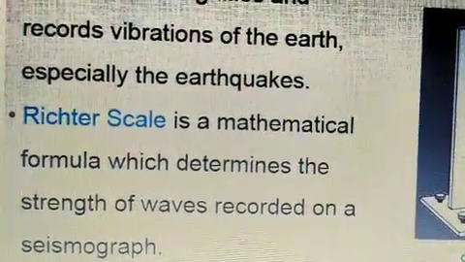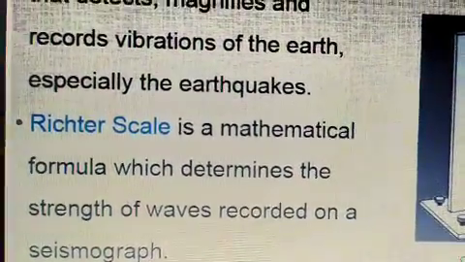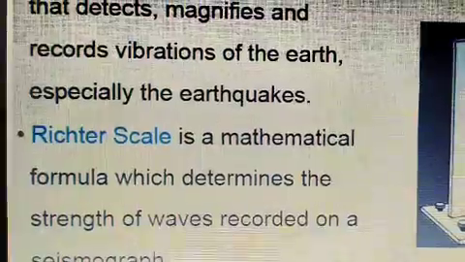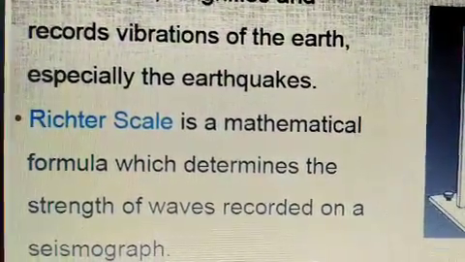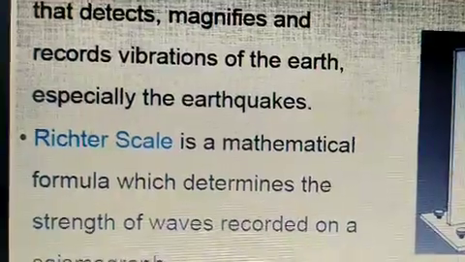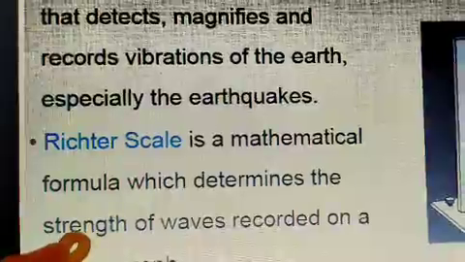What is a Richter scale? It is a mathematical formula which determines the strength of waves recorded on a seismograph. Or in simple words, in your chapter it has been given the intensity of earthquake waves is measured on a Richter scale.